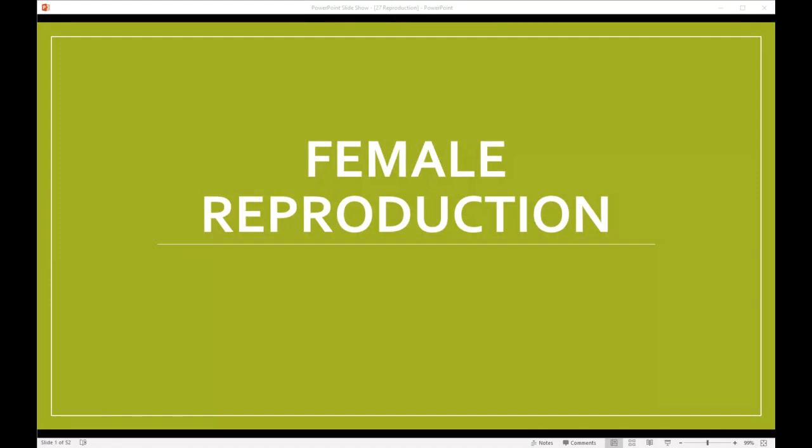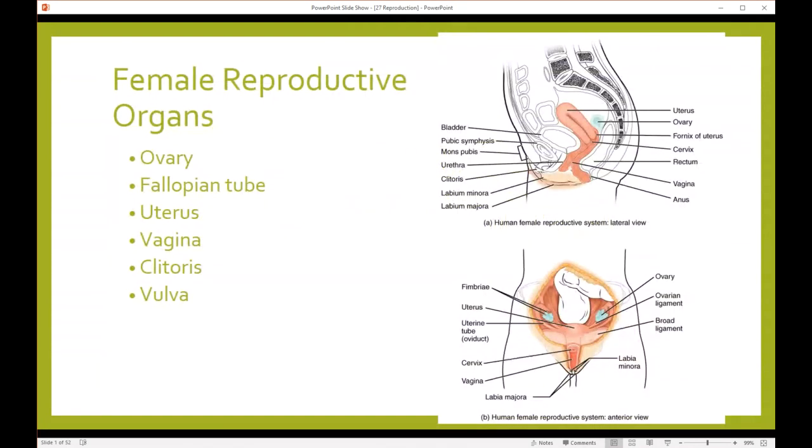All right, guys, so we're back with chapter 27. This is female reproduction. So for female reproduction, we're going to go over the reproductive organs. We're also going to talk about the menstrual cycle and anything that can interfere with a female's ability to reproduce. So there's different female reproductive organs.